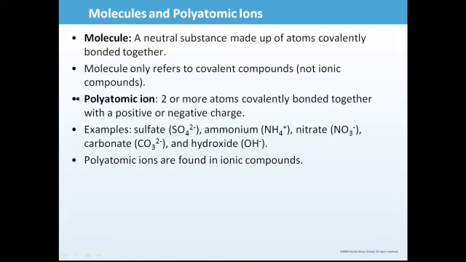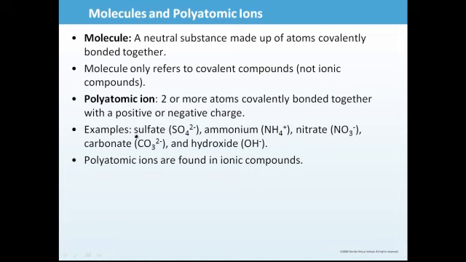A polyatomic ion. Well, if we just break the word apart here, poly means many, atomic, of course, atom, and then an ion, like we've already learned, is an electrically charged particle. So basically what that means is we take 2 or more atoms and we covalently bond them together, and they have an overall positive or negative charge.